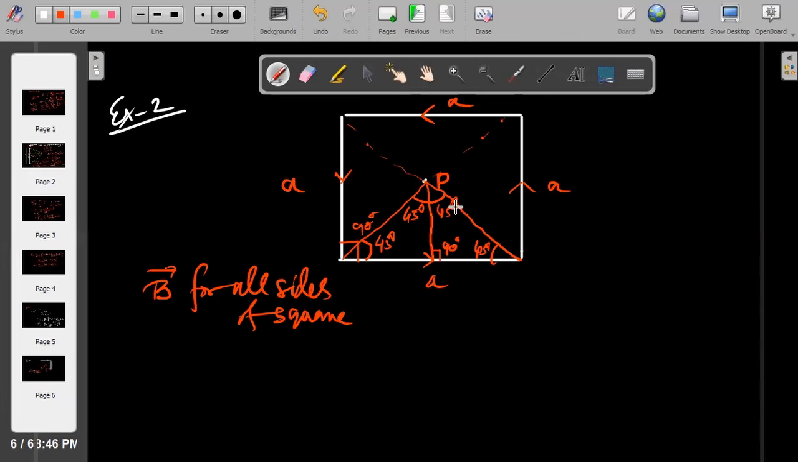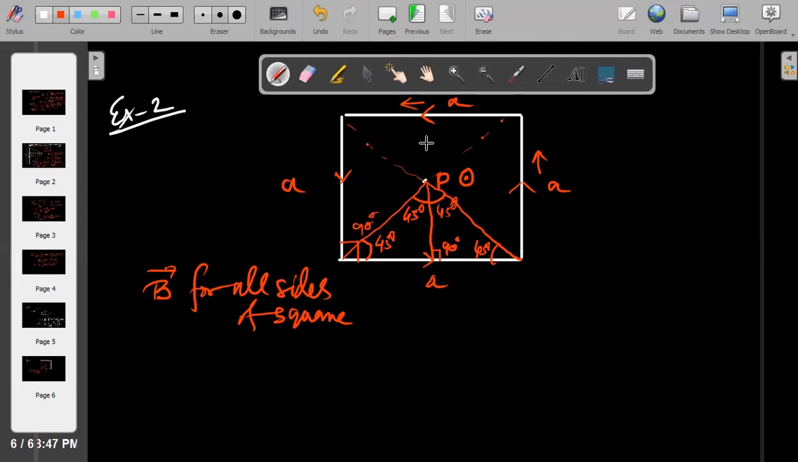Now, my suggestion is you place the right thumb in the direction of the current. What you can see, the field is actually in the outward direction. Outward means you put a dot. Just point the thumb in the direction of the current, and you curl your hand. So it is coming outward. You can see it is coming outward. Here also, if you put your thumb here, it is coming outward.